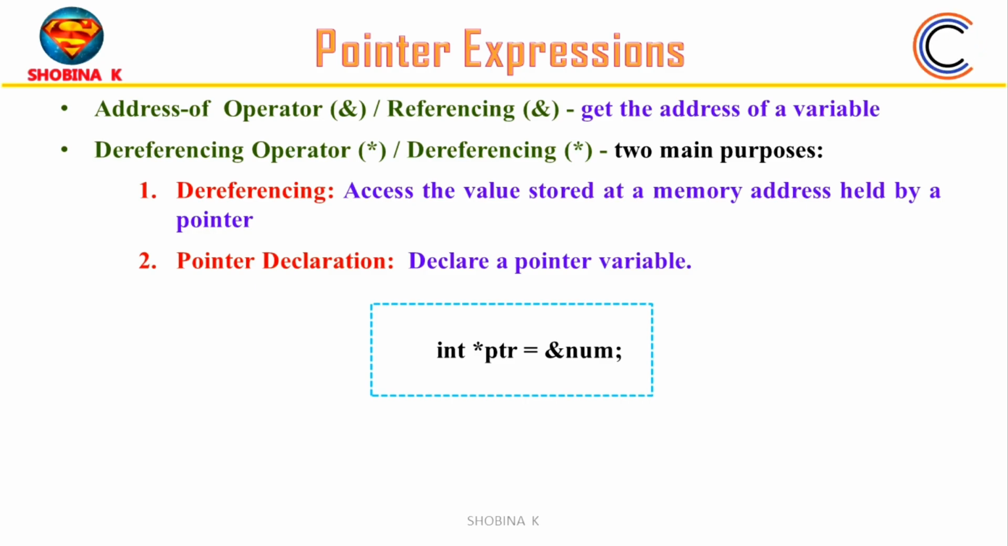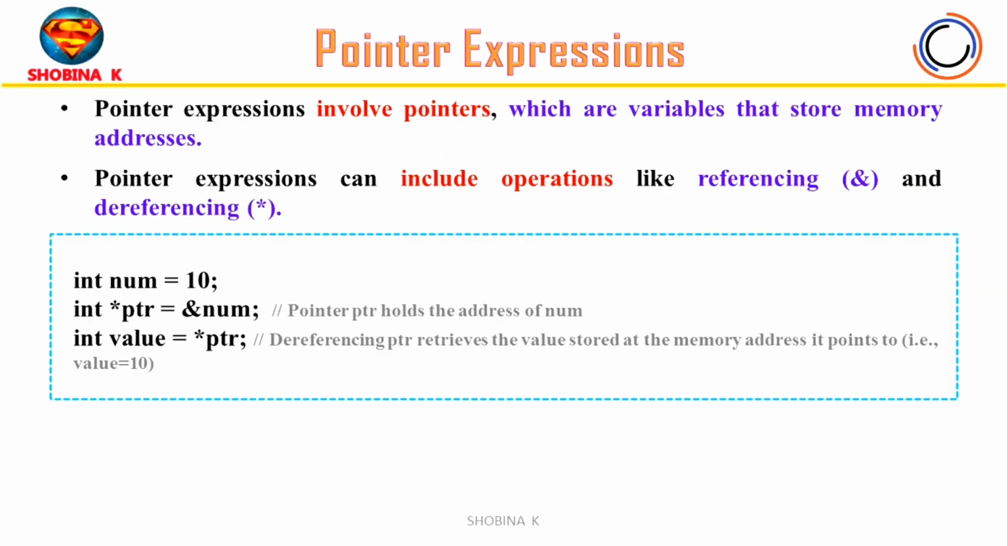The asterisk operator has two purposes: dereferencing and pointer declaration. Dereferencing allows you to access the value stored at the memory address held by a pointer. Pointer declaration is used to declare a pointer variable. Look at this code snippet. First, we declared an integer variable named num and initialized it with the value 10. Line 2 declares a pointer variable named ptr that can hold the memory address of an integer. The ampersand operator is used to obtain the memory address of the variable num. The obtained memory address of num is then assigned to the pointer variable ptr.